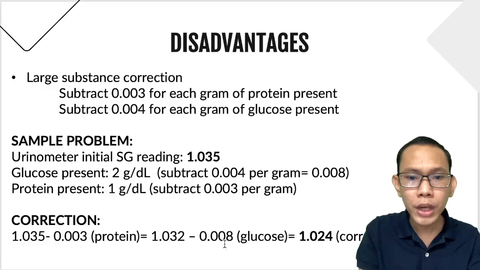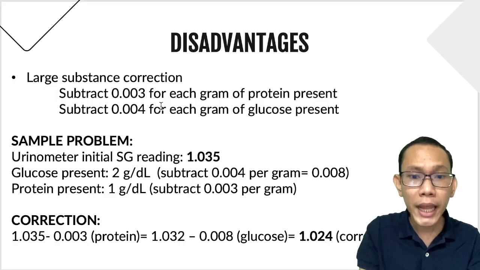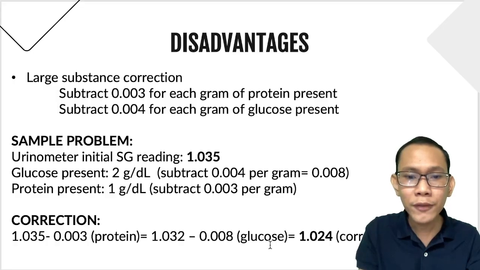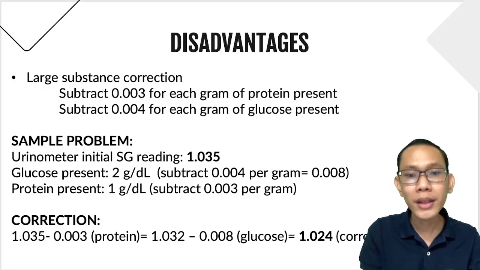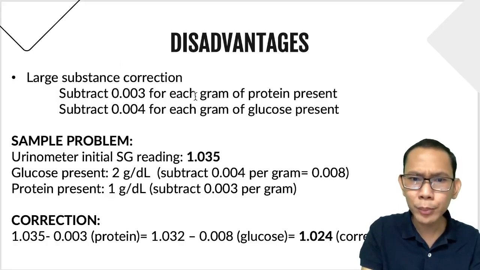So, the result is 1.032. Then, you subtract with the glucose. Glucose present is 2 grams. But remember, in every gram, you have to subtract 0.004. Ang example natin is 2 grams. So, you multiply that by 2, it becomes 0.008. So, therefore, from 1.032, you subtract glucose, the final or corrected SG will be 1.024. Yan, very easy. Basic lang, no? You just have to subtract for each gram na present.